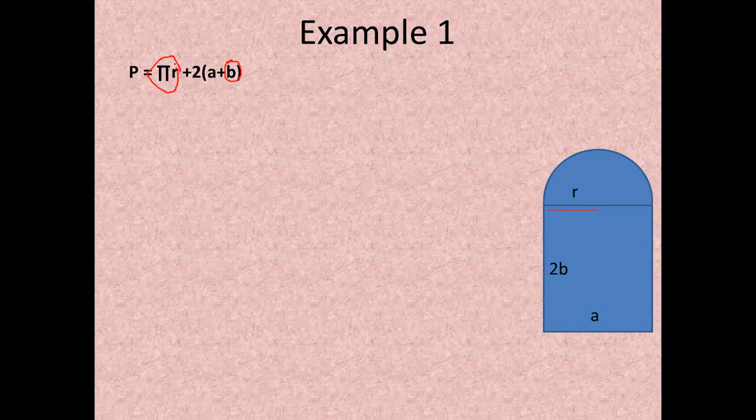How do we remove it? As I said, whatever we do so that the balance remains in the formula, on both sides the equation remains the same. Whatever you do to the right hand side, you do the same to the left hand side. So here we will subtract pi r from both sides. Pi r gets cancelled, and you get p minus pi r is equal to twice of a plus b.